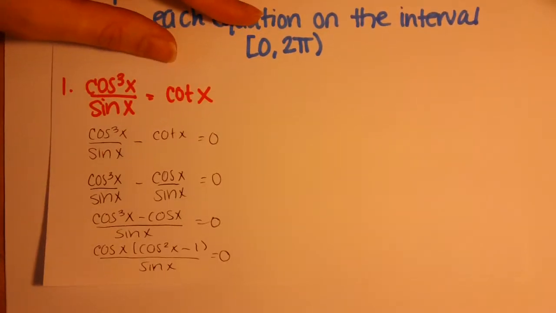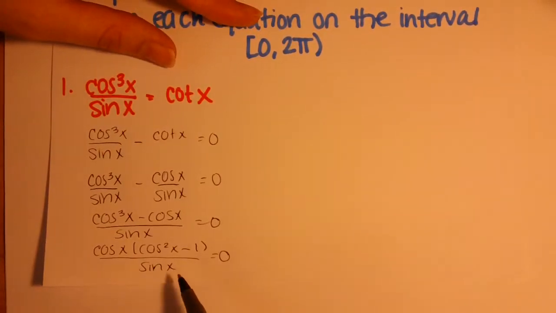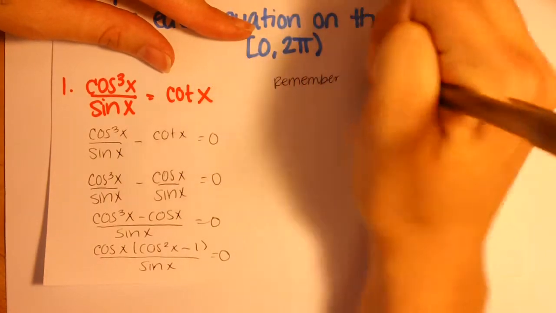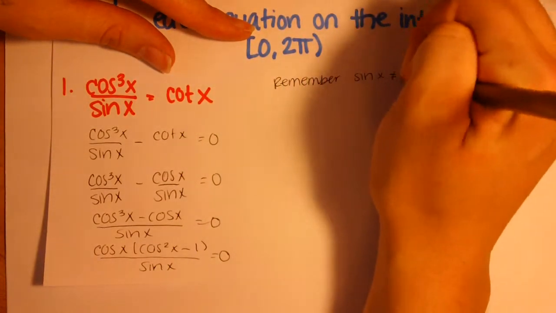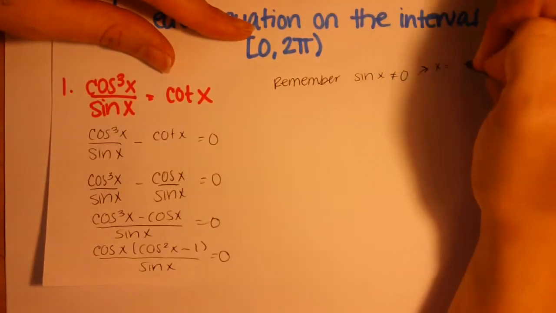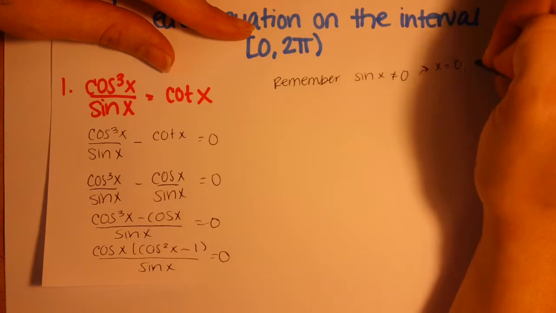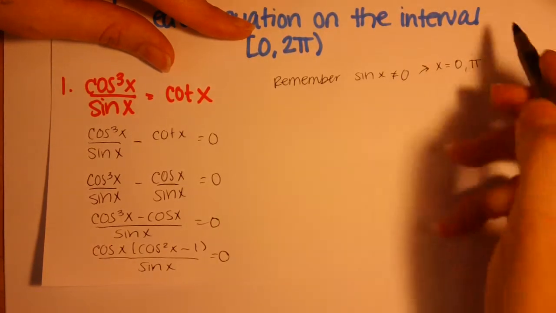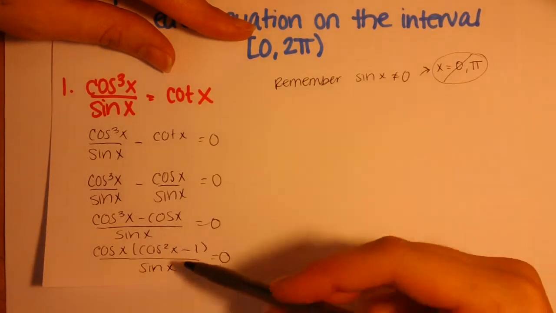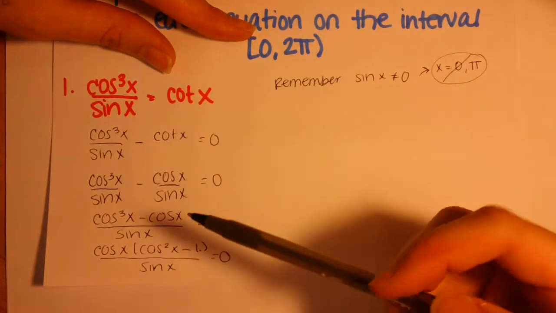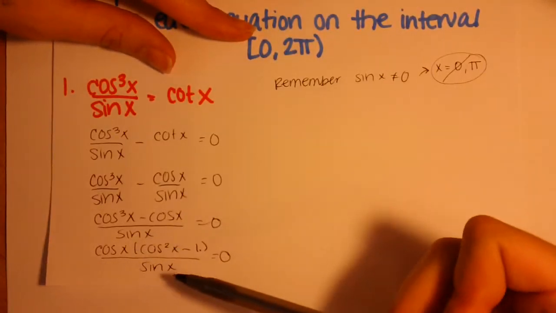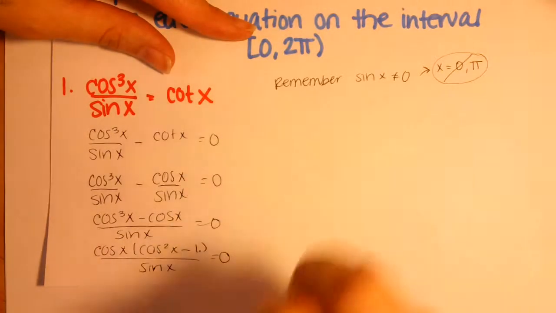Alright, so now I want to know where this equals 0. I have to remember that sine of x cannot equal 0 because of the denominator. So sine of x equals 0 at x equals 0 and x equals pi. So we know we cannot include these in our final solution. We also know that when the numerator equals 0, the whole thing equals 0. So we can use our zero product property here to see when the numerator equals 0.